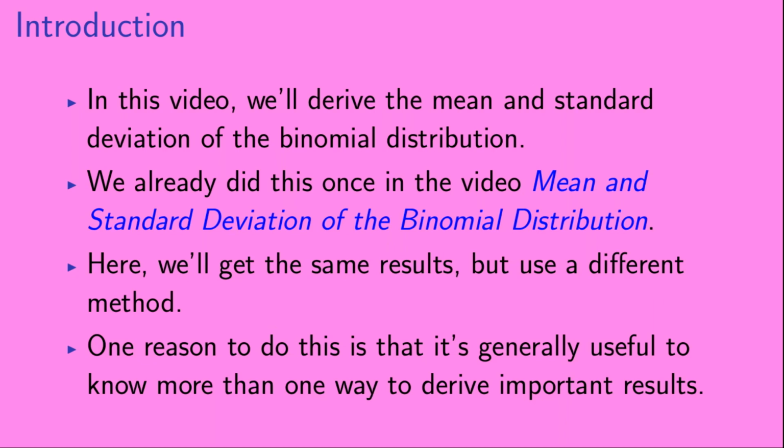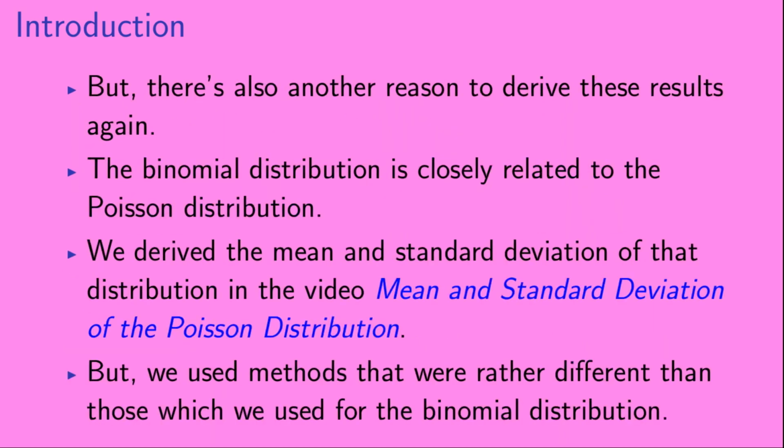One reason to do this is that it's generally useful to know more than one way to derive important results. But there's also another reason to derive these results again. The binomial distribution is closely related to the Poisson distribution. We derived the mean and standard deviation of that distribution in the video Mean and Standard Deviation of the Poisson distribution. But we used methods that were rather different than those which we used for the binomial distribution.